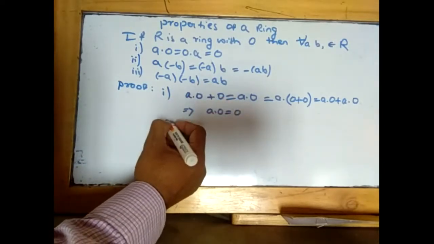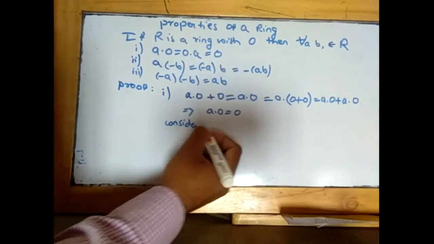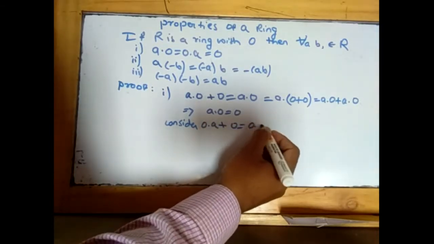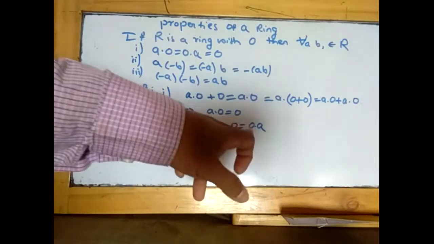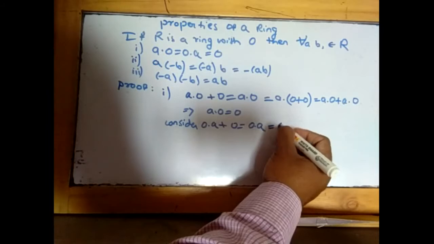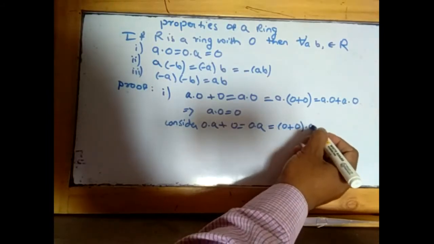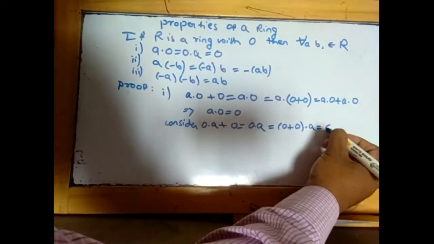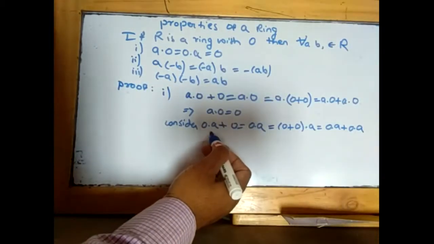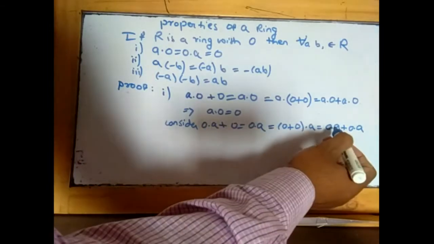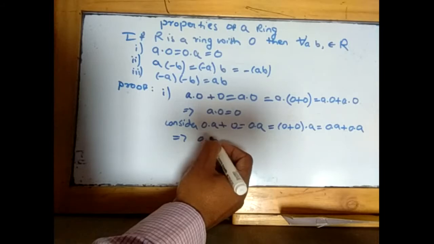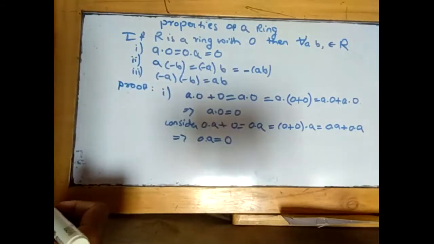So now consider 0 into a plus 0 is equal to 0 into a, again by the properties of the 0 element, is equal to, now this can be written as 0 plus 0 into a. Again this is 0 into a plus 0 into a. Again from this one and this one, 0 into a and 0 into a will cancel each other, which implies 0 into a is again equal to 0.